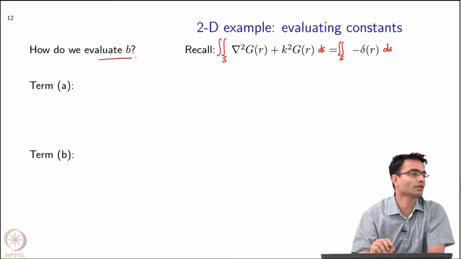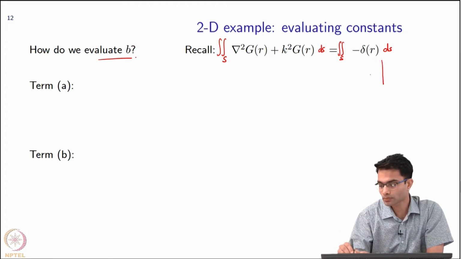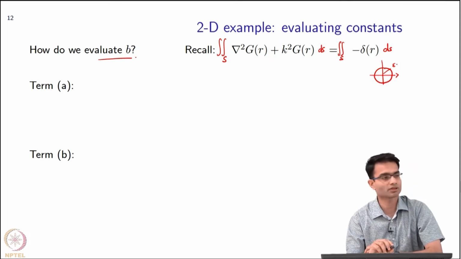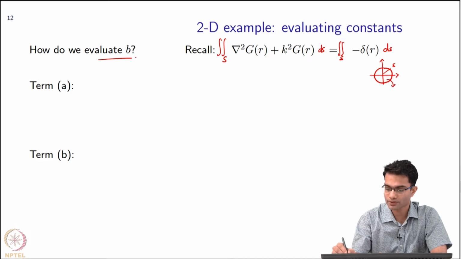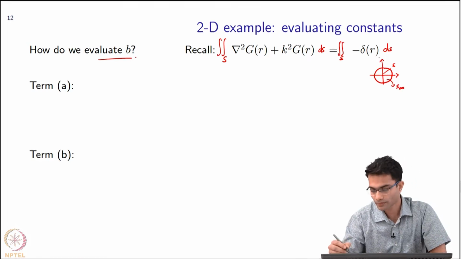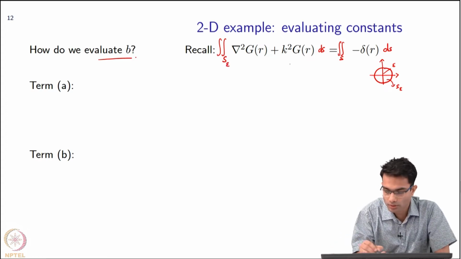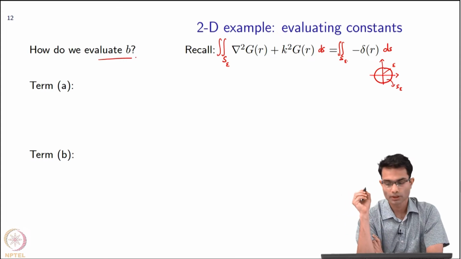What kind of S should it be? Where is my singularity? The origin. So, I should include it, right. The easiest symmetrical way of doing it is to have a circle of radius epsilon, where epsilon is some small number, and integrate about this. I will call this surface S epsilon. That is what I am going to do.